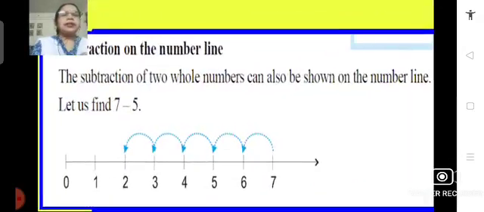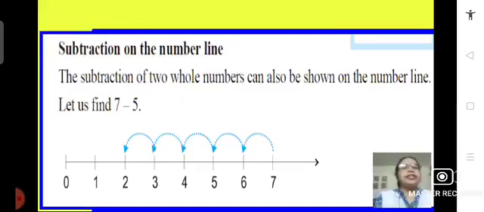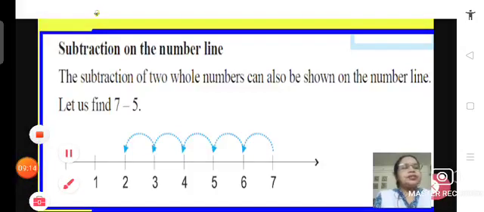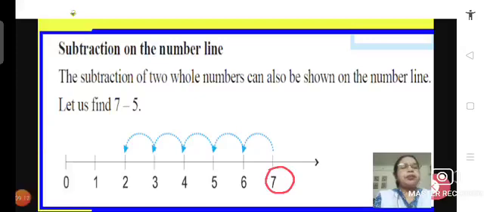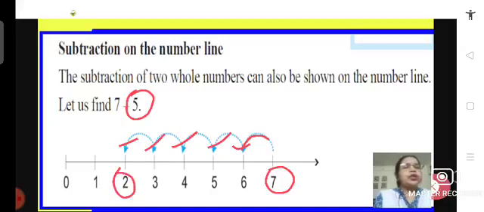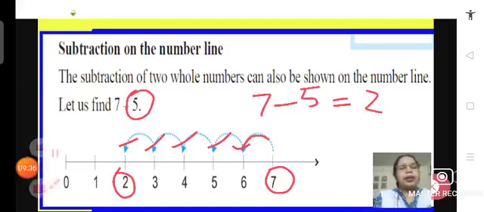Now how do we subtract numbers on a number line? For example, we have to subtract 5 from 7. In that case, what do we do? We start from 7, and since we have to do the subtraction, we make 5 jumps to the left. And where do we reach? We reach 2. So 7 minus 5 is equal to 2. This is how we do the subtraction on a number line.